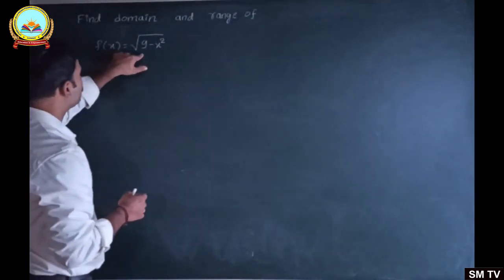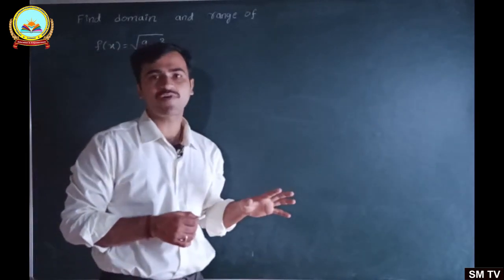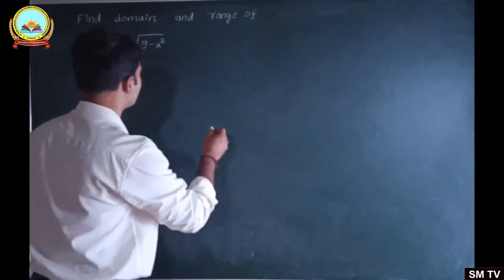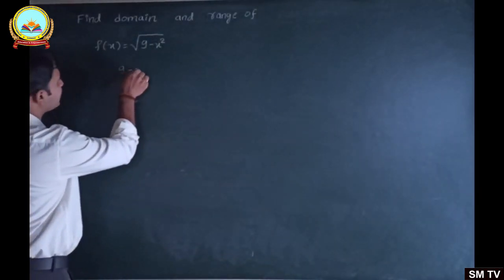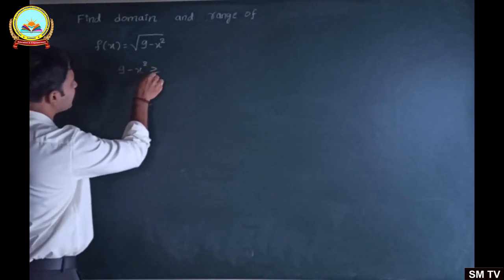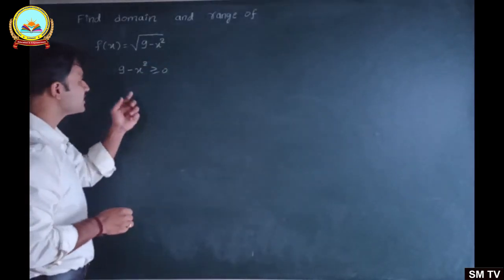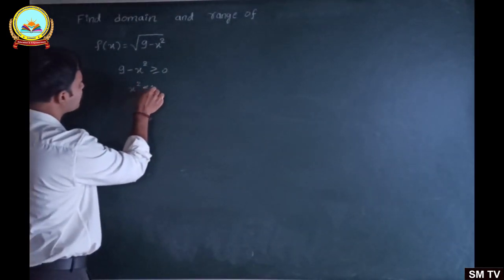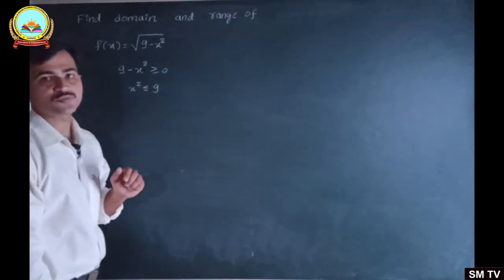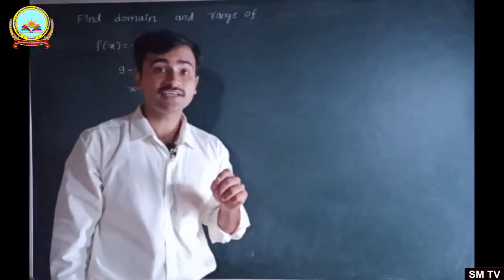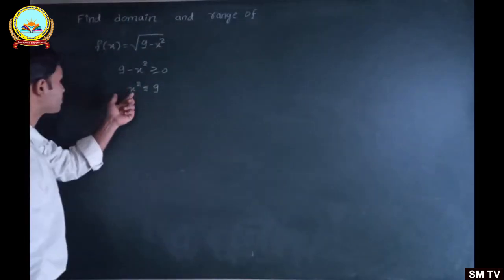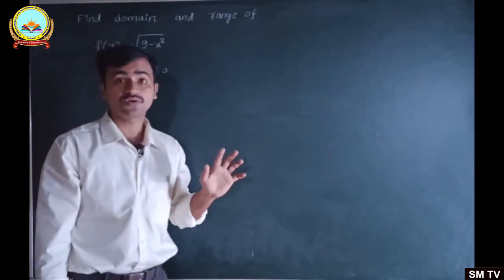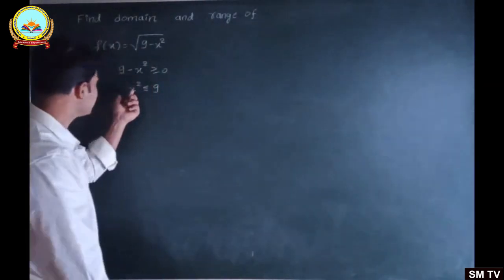So next problem is f of x is equals to square root of 9 minus x square. We need to find domain and range. A very interesting problem, and it will explain many concepts. Okay, so now to find domain, I said if you have a square root, then inside square root must be greater than or equals to 0. Therefore 9 minus x square should be greater than or equals to 0. Okay, so if you shift this x square here, then x square should be less than or equals to 9.